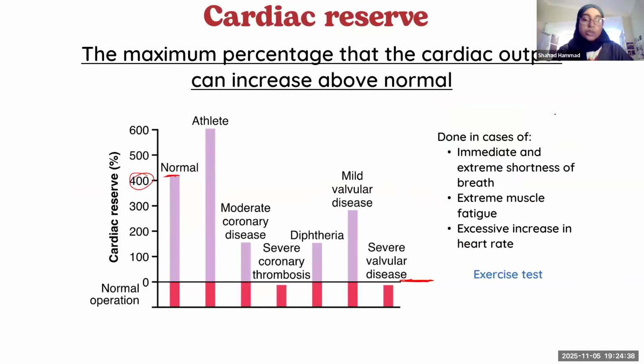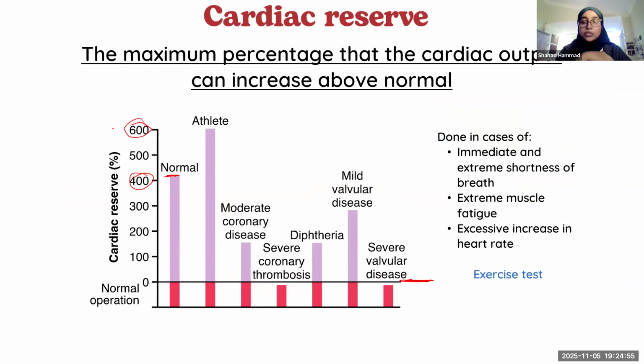In an athlete who is actively training their heart all the time, they'll have a greater cardiac reserve because their heart is used to this kind of change, and the body is demanding more oxygen and more blood. So they're training their heart to be able to hold and change more effectively. So theirs goes up to 600.